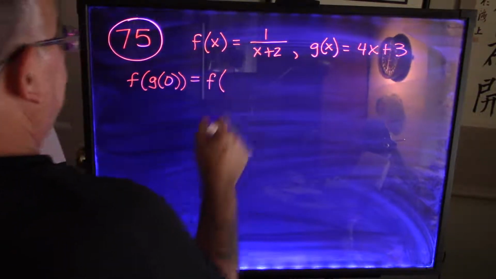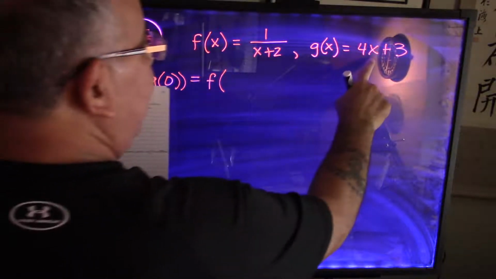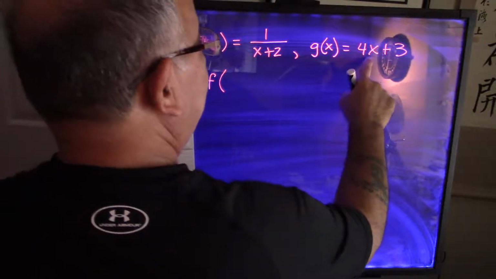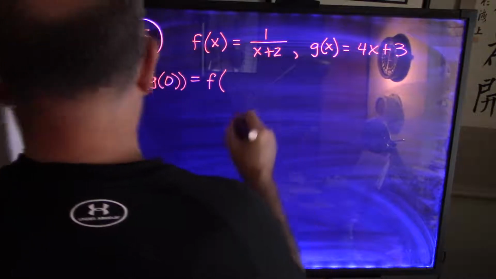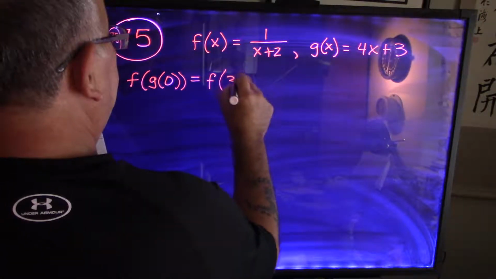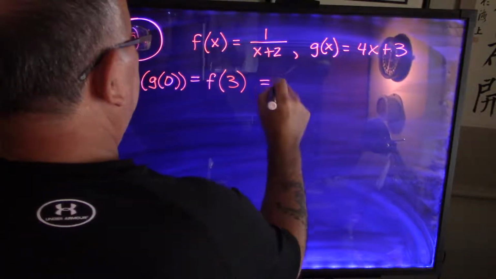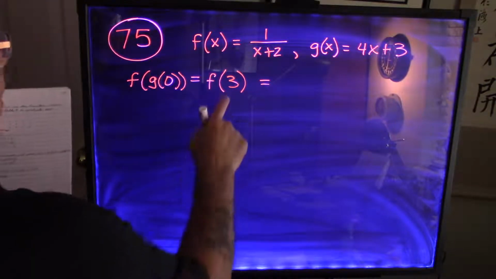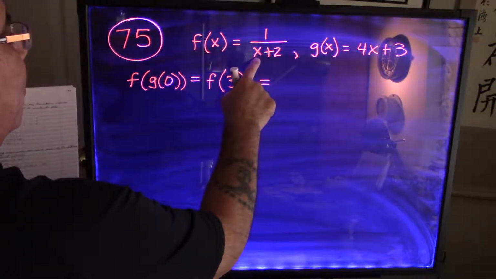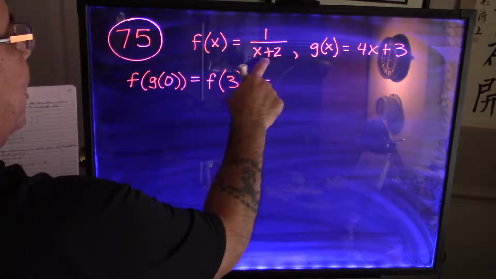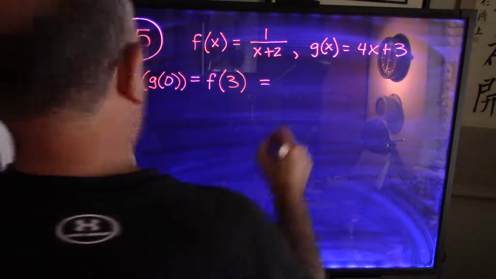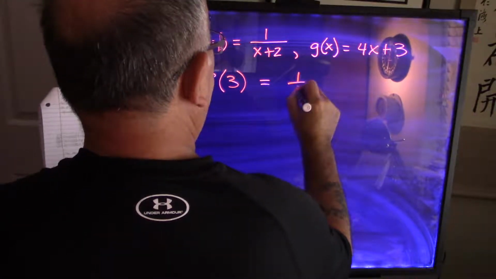So that's equal to, well, what's g of 0? Plug in x equals 0 here. 4 times 0 is 0, plus 3 is 3. So we've got f of 3. What's f of 3? Plug in 3 into x here in f of x. 1 over 3 plus 2, that's 1/5. So that's it.